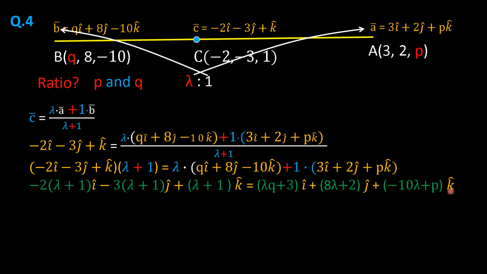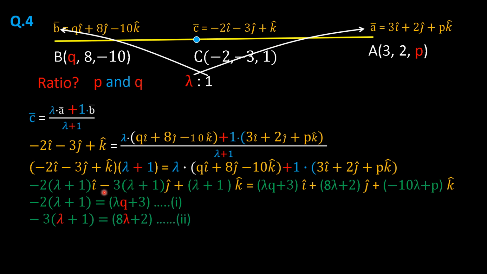Now, according to equality of vectors, we will write minus 2 times (lambda plus 1), which is this, equal to lambda q plus 3, and this will be our first equation. Then minus 3 times (lambda plus 1) equals 8 lambda plus 2. This will be our second equation, and lambda plus 1 equals minus 10 lambda plus p. This will be our third equation.